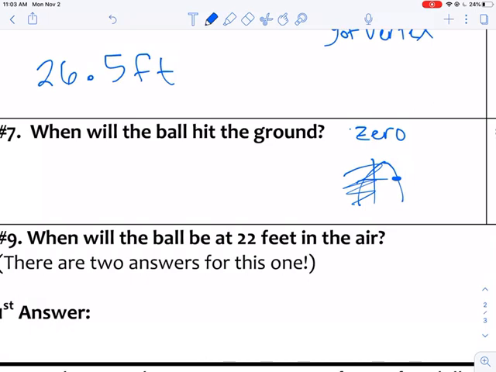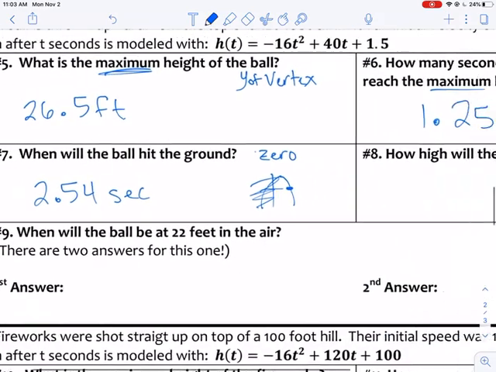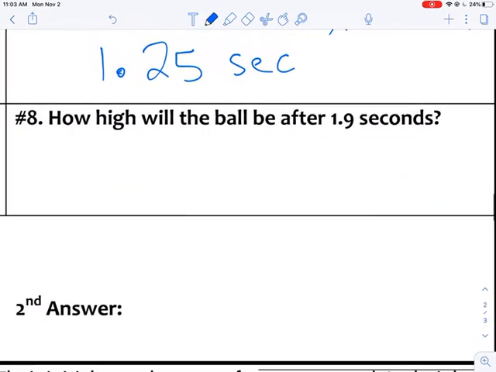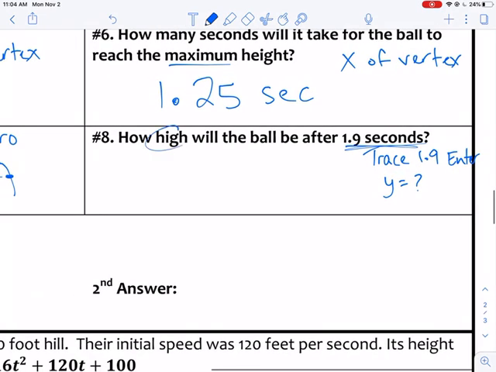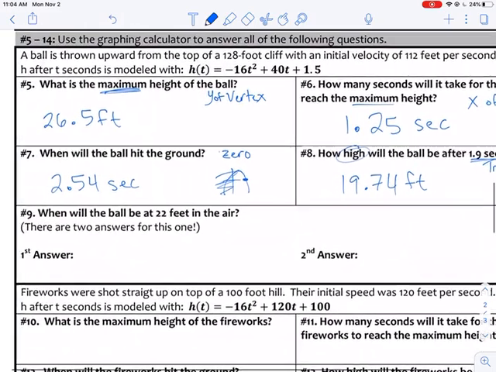All right, so we're going to ask for our 0, and you're going to go second trace, 0, and do your left boundary, right boundary, and you will get 2.54 seconds it's going to hit the ground. How high it's going to be after 1.9 seconds, this is where you just need to press trace, 1.9, enter, and that essentially just says, hey, if my x value is this, what's my y value? Okay, because I'm asking for the height, so that's my y value. So you will get 19.74 feet high after 1.9 seconds.